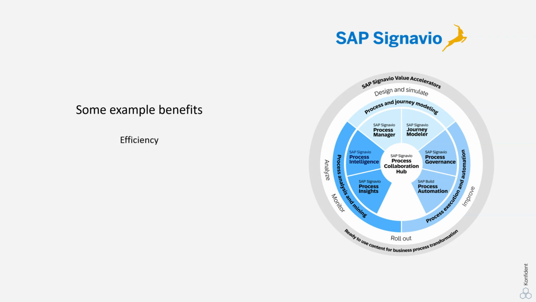Efficiency. Streamline operations by visualizing, analyzing, and optimizing processes to eliminate inefficiencies and improve productivity. Compliance. Ensure adherence to regulatory requirements and industry standards through comprehensive process documentation and analysis. Continuous improvement. Foster a culture of ongoing enhancement by identifying bottlenecks and opportunities for improvement, driving continuous optimization and innovation.